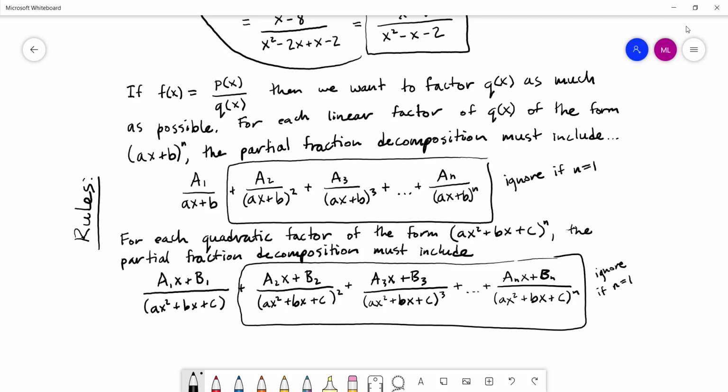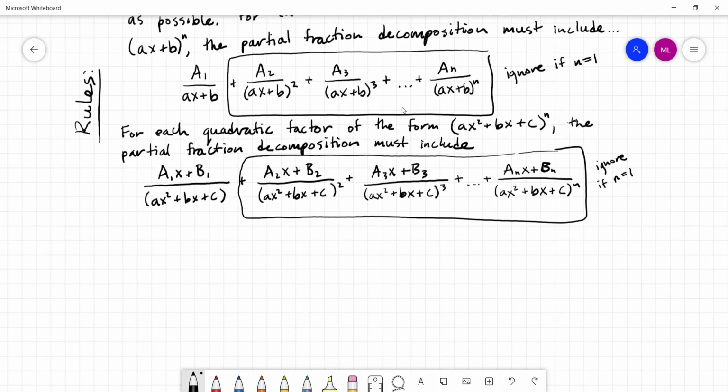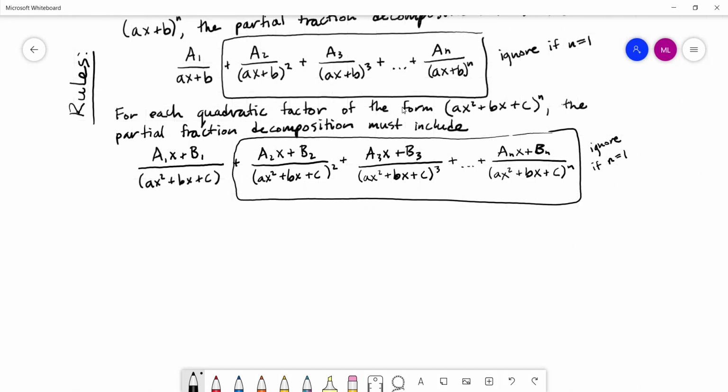But all you need to remember is basically when the factor is a linear factor, you just guess a constant. When the factor is a quadratic factor, you guess a line. You always guess on the top a numerator that's basically one order below whatever's on the bottom. And you forget about these extra multiplicities. The multiplicities, we just need to account for those. If there is a higher multiplicity than 1, we just need to add in additional terms.